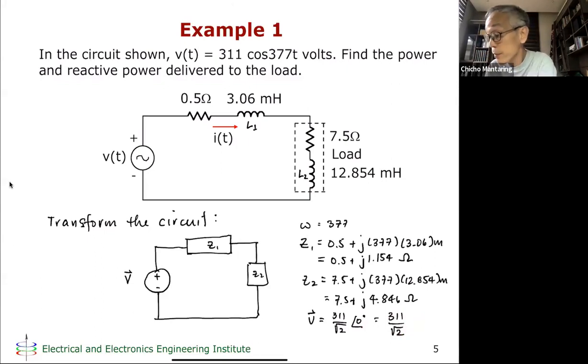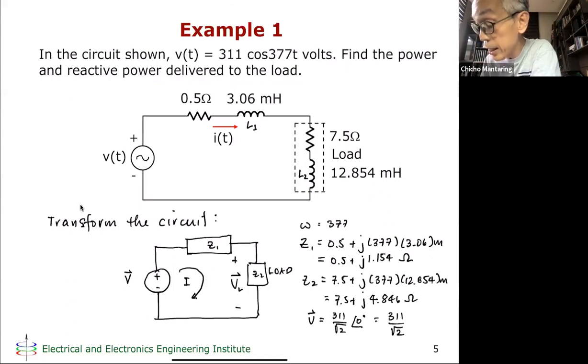Any questions with the transformed circuit? So what do we want to do? We want to get the power and reactive power delivered to the load. So this is my load. Let me assume that this is my load voltage, V sub L, and let me assume also that the current that flows here is I. Remember, V sub L and I will also be phasors. So first, let me determine I.